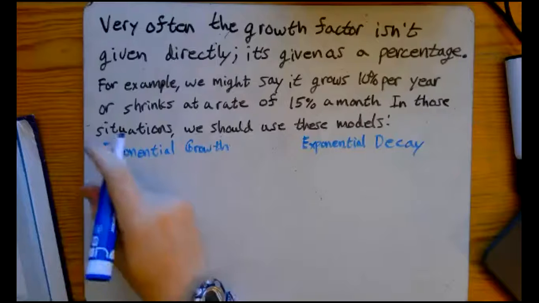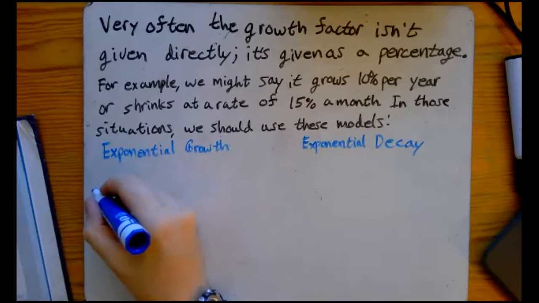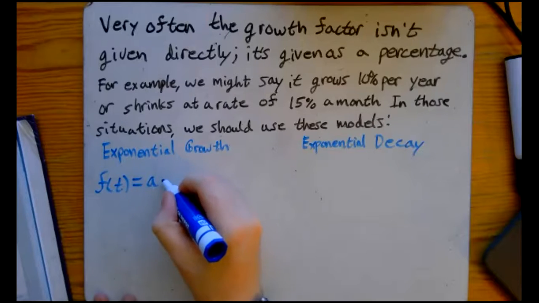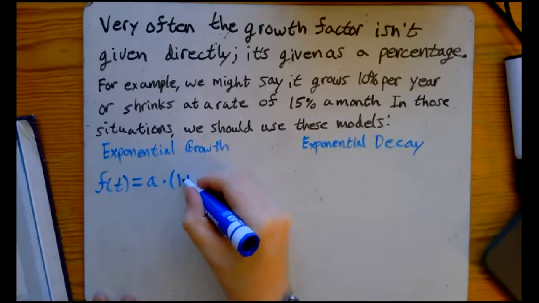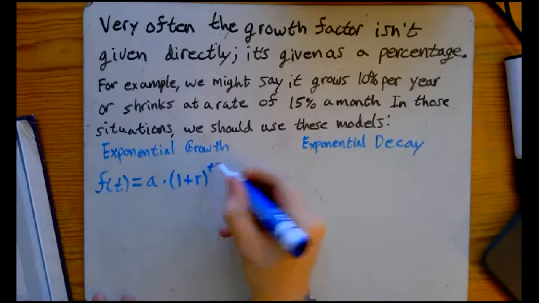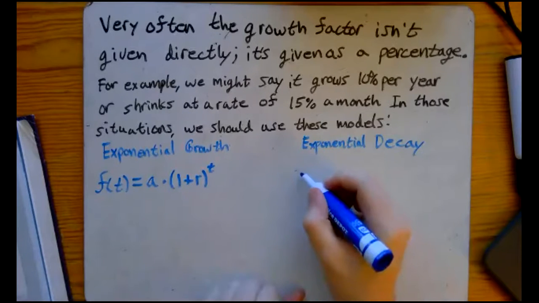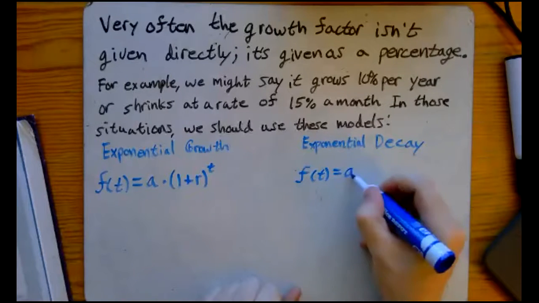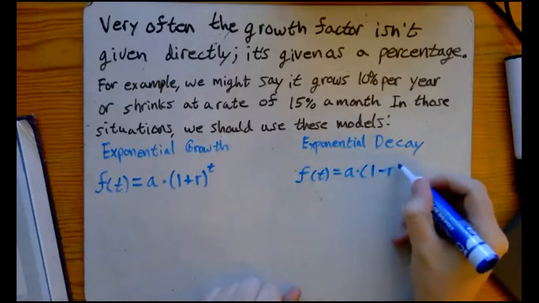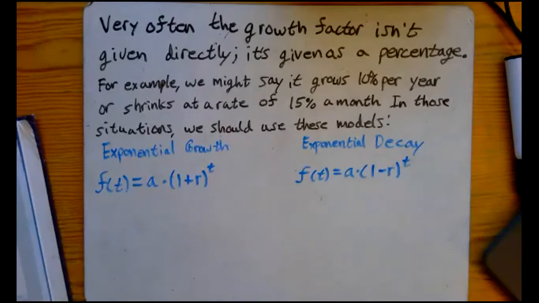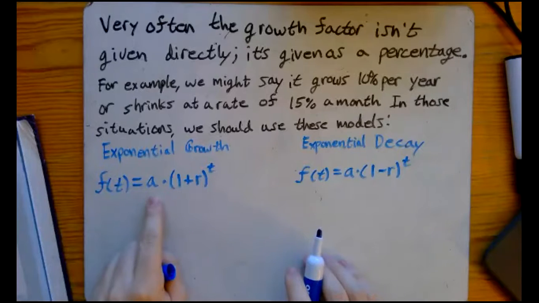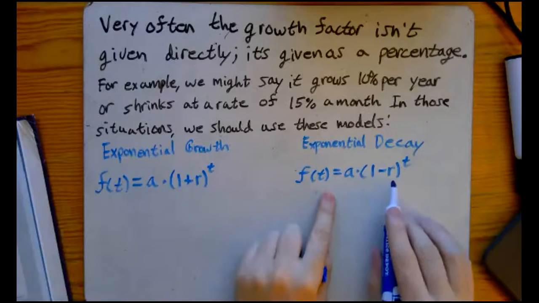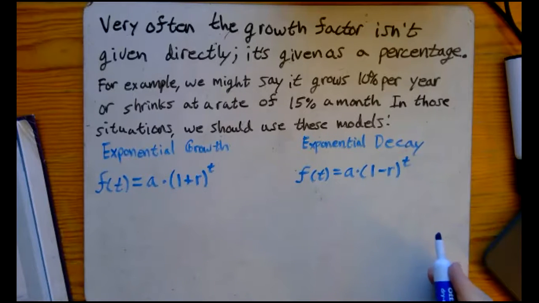Okay, so the exponential growth formula looks something like this. Our exponential growth model. The exponential decay model looks something like this. So for exponential growth, we can use the model A times 1 plus R to the T. For exponential decay, we can use A times 1 minus R to the T. Okay, what is A, what is R?